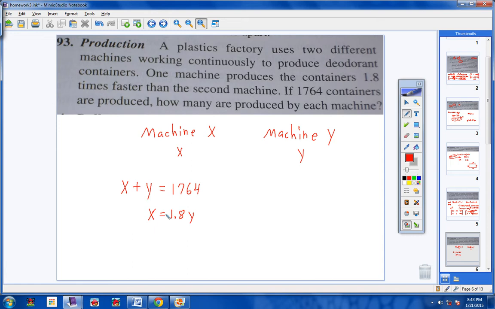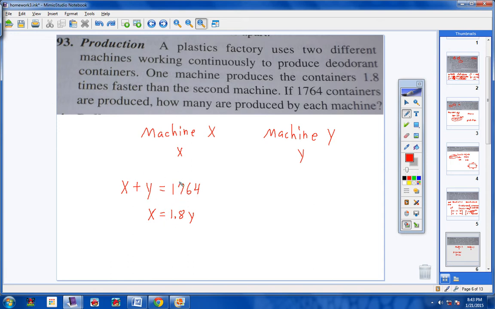Now, students, you are more than welcome to write it this way. Now, usually in a problem, it does matter how you write this, but up here, it doesn't tell us which machine is 1.8 times faster than the other machine. So we can write it either way because it never says which one. Now, I think it'd be faster to not use matrices in this problem.